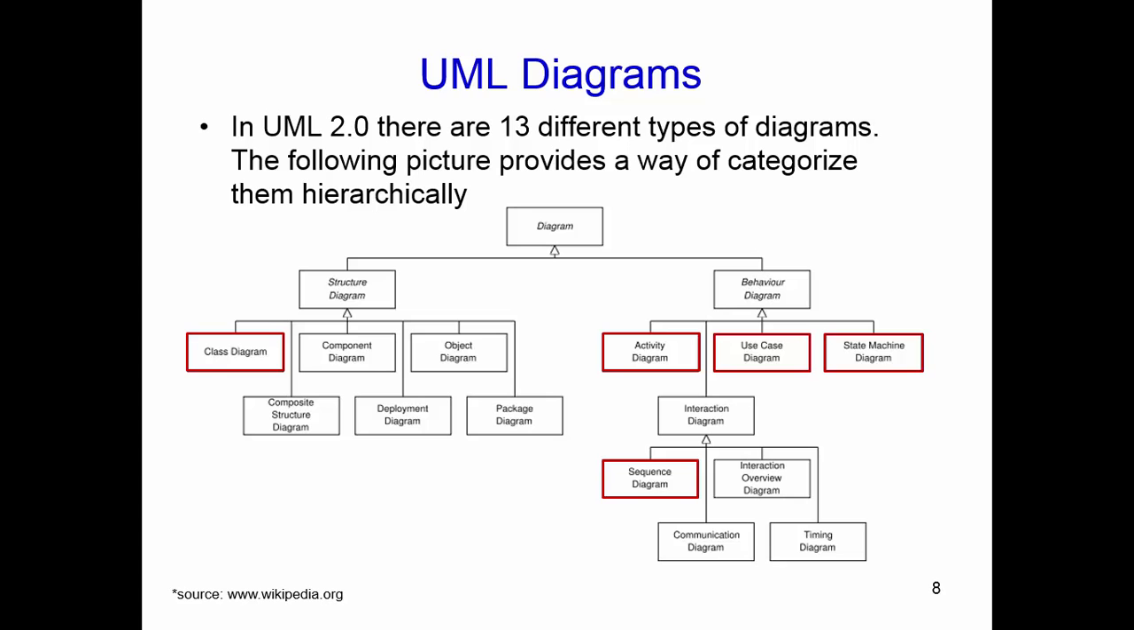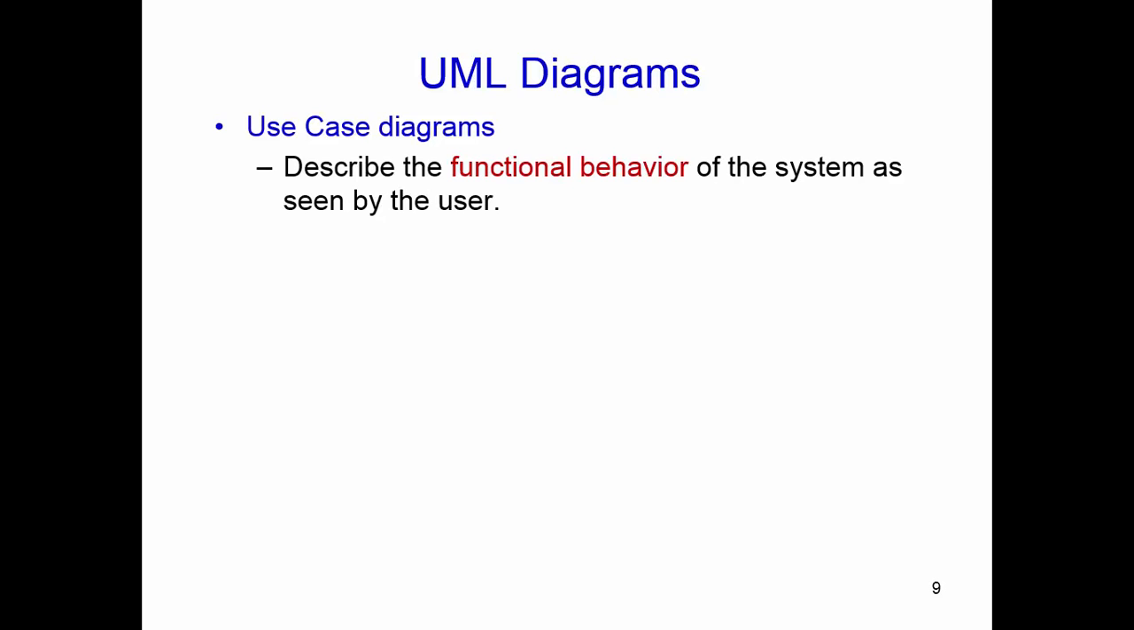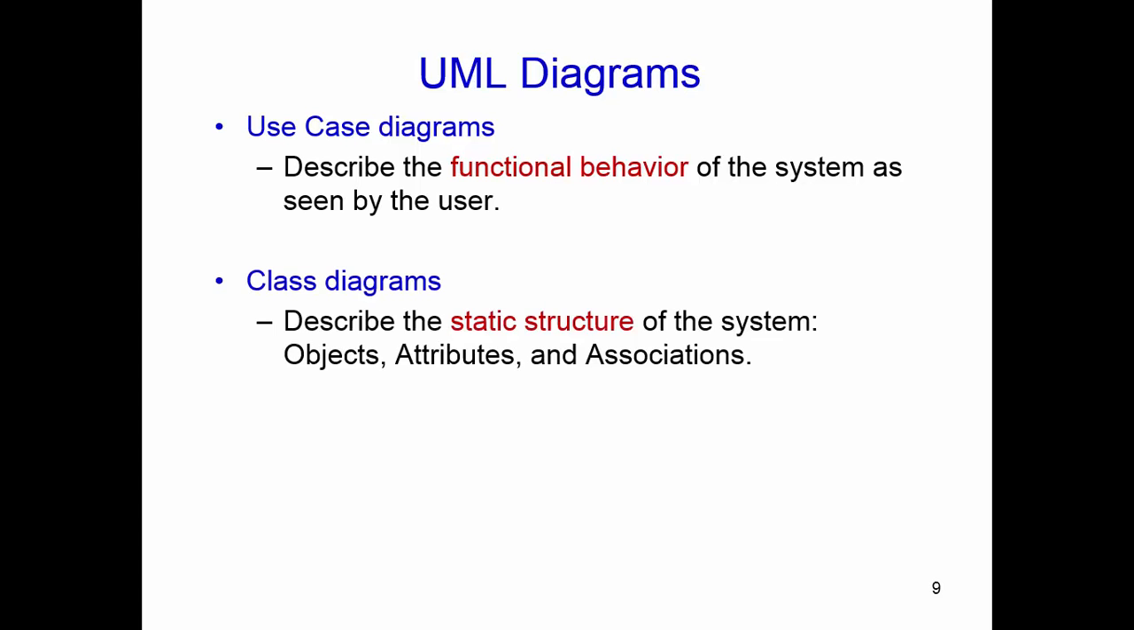And then for the behavior diagram, we're going to discuss these four: the activity diagram, the use case diagram, state machine diagrams, and the sequence diagram. Those were introduced in our previous lecture. Today we're going to review them one more time. So the use case diagram describes the functional behavior of the system as seen by the user. So if you're the user, how do you see this thing working?